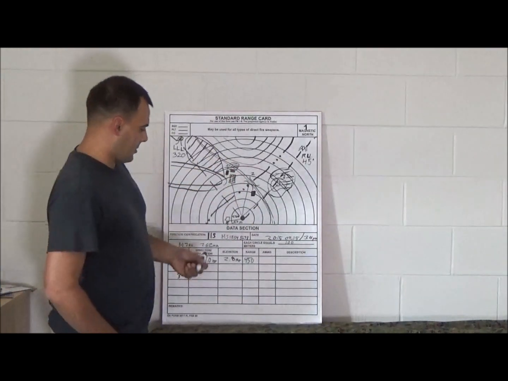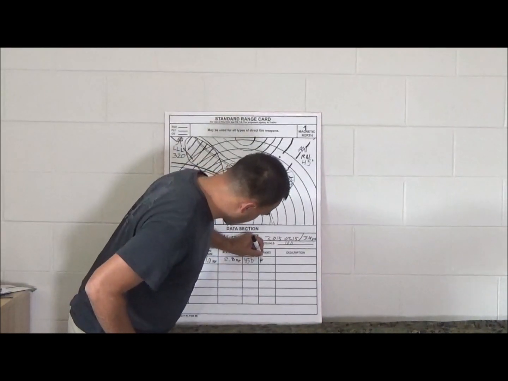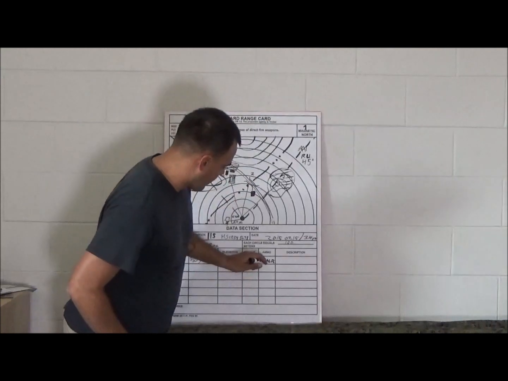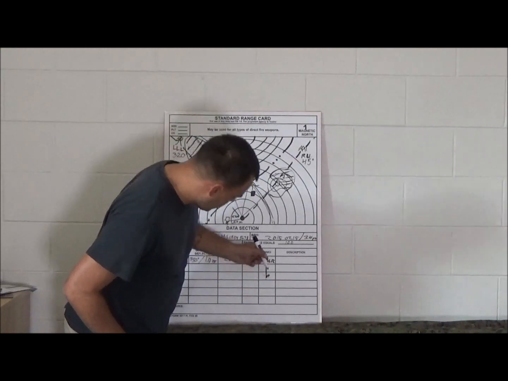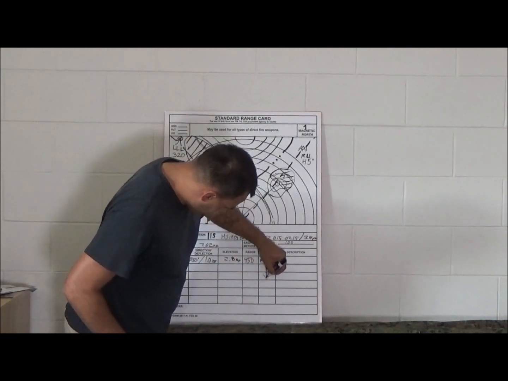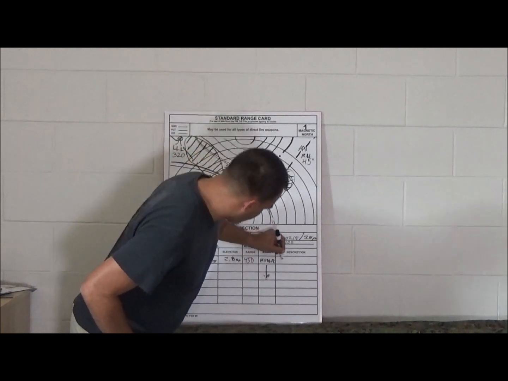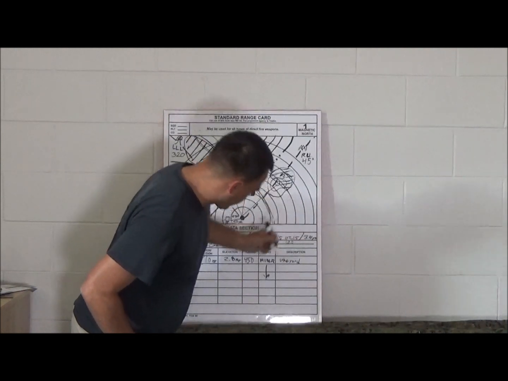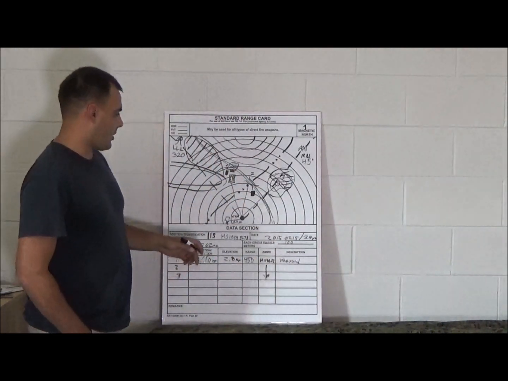But for this example, I'm just going to use match ammo, M118. And I'll use that for all my reference points. And for description, I'm just going to put vineyard. And we'll do the same thing for all the target reference points.